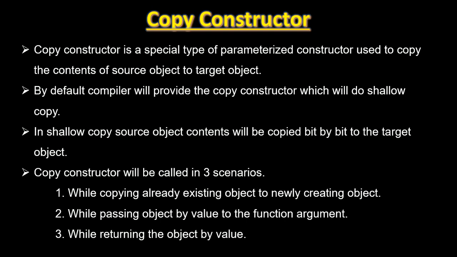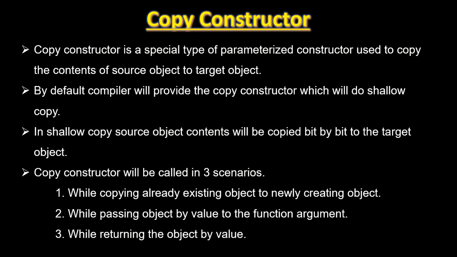A copy constructor is actually a special type of parameterized constructor, and it is used to copy the contents of a source object to a target object. You have created one object, and if you want to copy that object to another object, then the copy constructor comes into the picture. By default, the compiler will provide a copy constructor which will do a shallow copy.